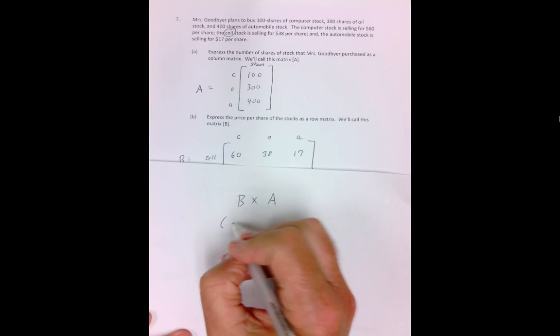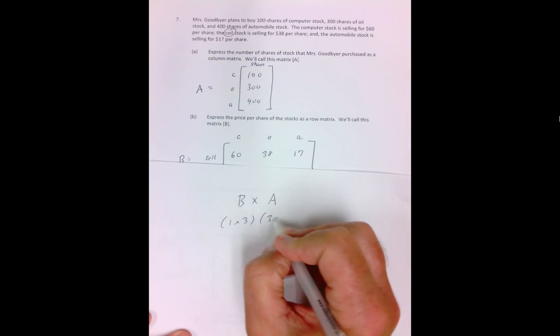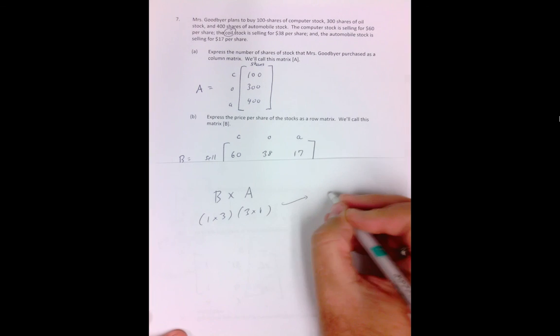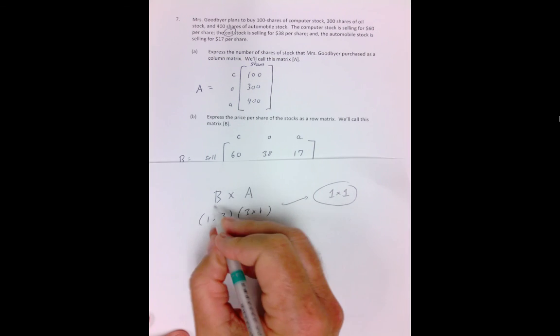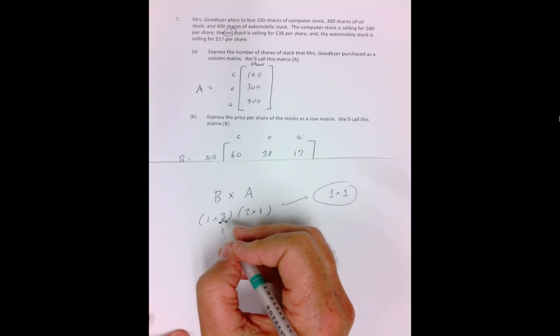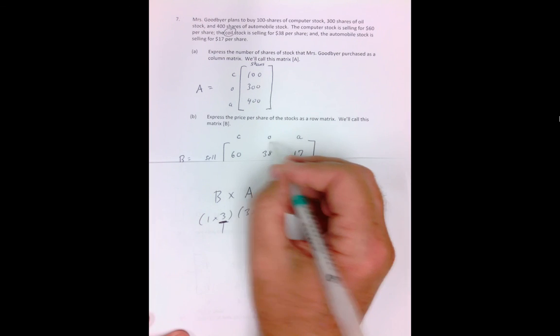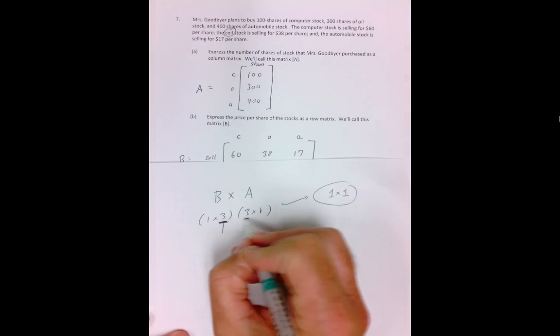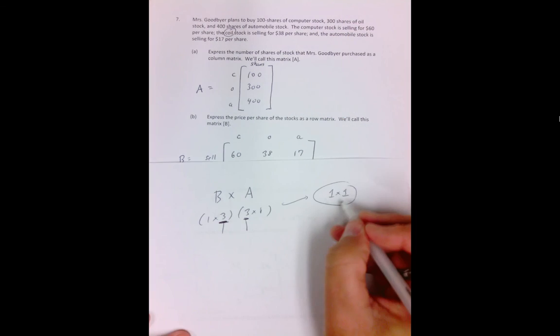Now, what if we'd done it the other way, B times A? Well, B is a 1 by 3. A is a 3 by 1. We're going to multiply this out and we're going to get a 1 by 1 matrix. What does this 3 measure in B? What does this columns measure in B? Computer, oil, automobile. What does that 3 measure? Computer, oil, and automobile. So guys, we get a 1 by 1 matrix.